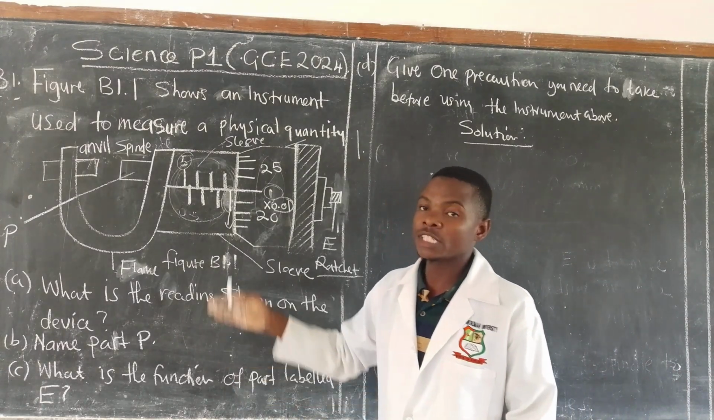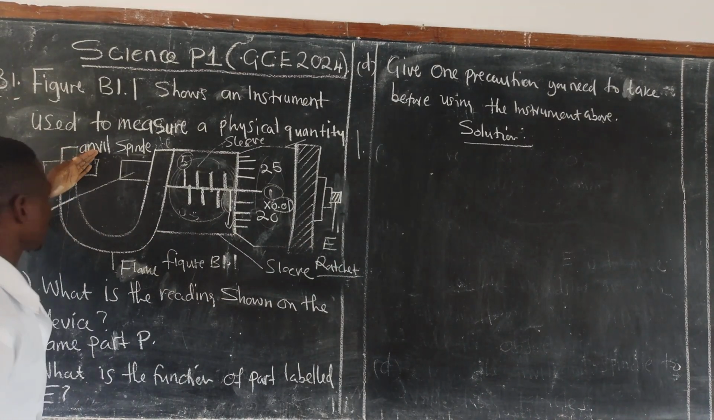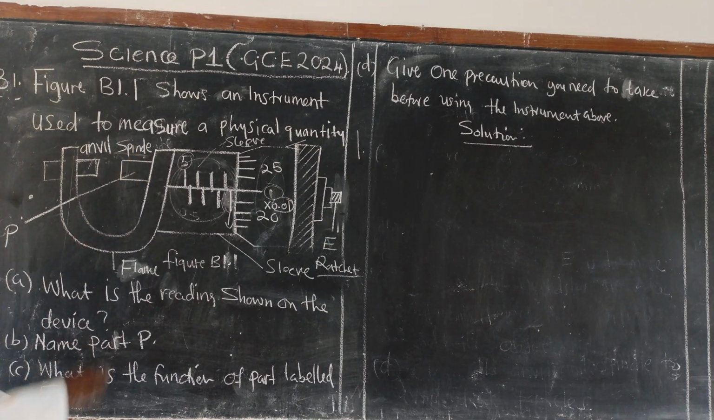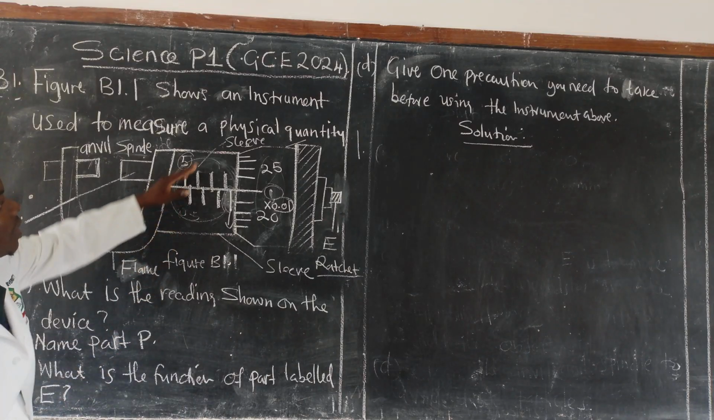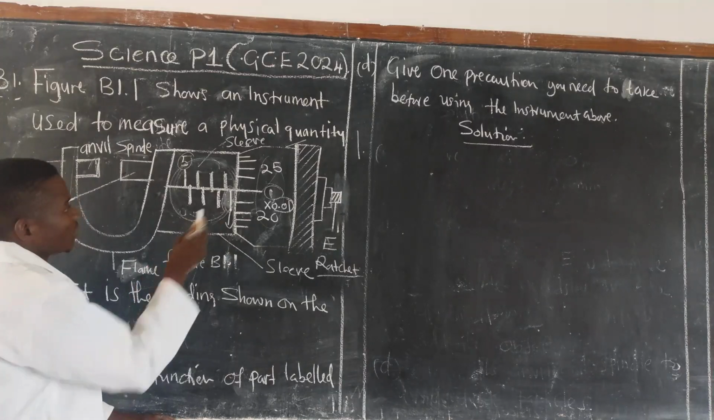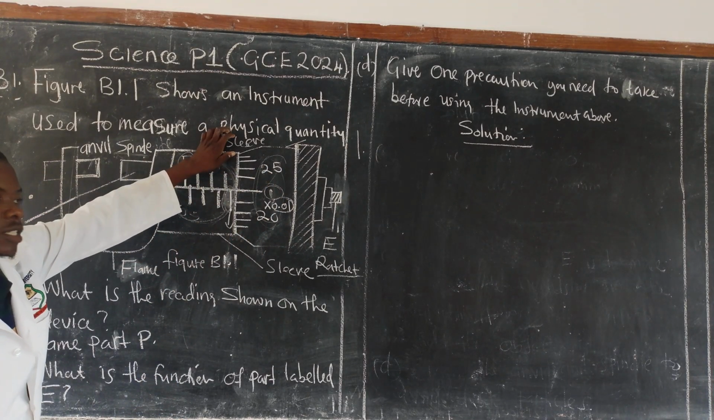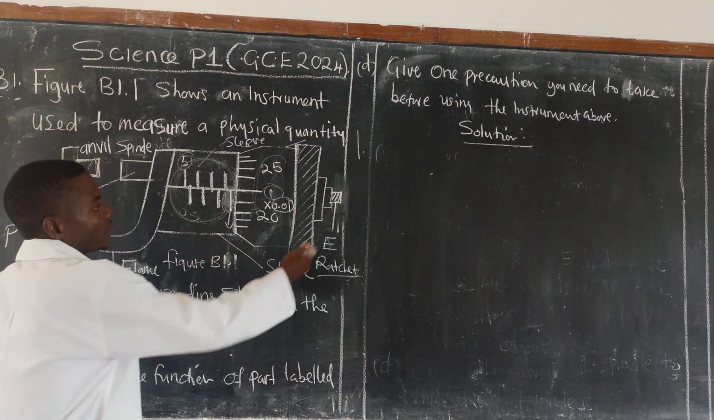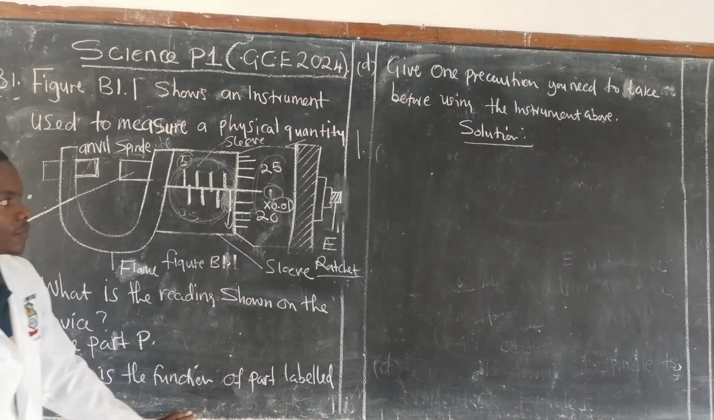Now, this instrument has different parts. There's this part, we call it the anvil. There's this part, we call it the spindle. Then we have this part, the scale. It has two scales. We call this one the sleeve scale, then this one the thimble scale. Then at the far end here, we have part E, and part E is the ratchet.